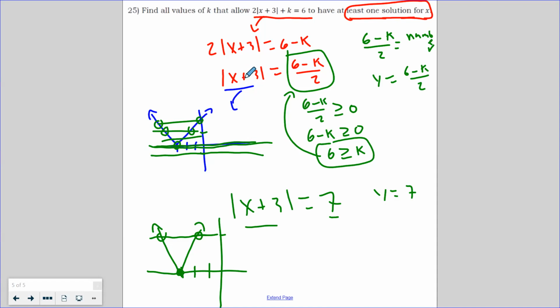An absolute value has no solutions when it's negative, right? So it has no solutions when it's negative. So I need (6 minus k) divided by 2 to be positive. I need it to be greater than or equal to 0, because when it's greater than or equal to 0, that's when you have at least one solution. Okay. Does that make sense?